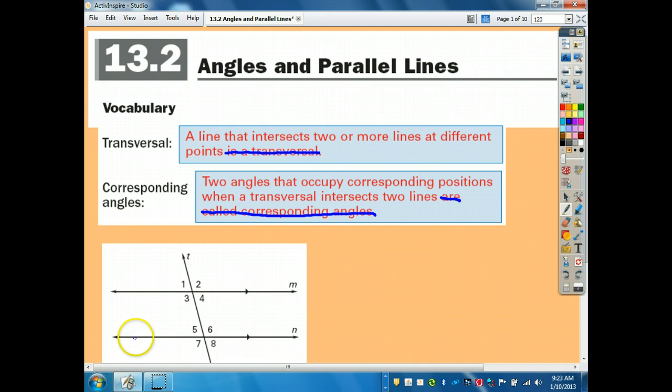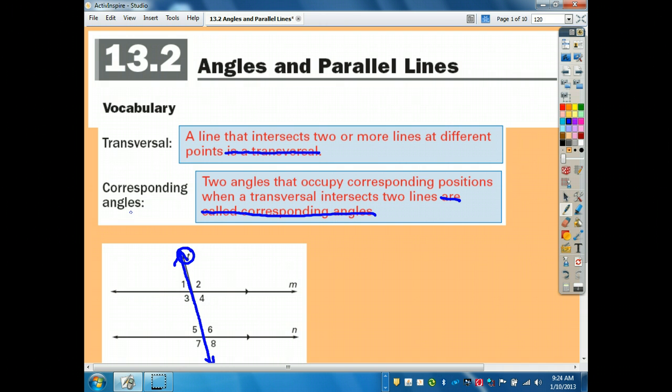So which one of these lines down here, is it line T, M, or N? Which one of those lines would be your transversal? Blurt it. I didn't hear you. T. Yes, excellent. T, this line is your transversal right here because it intersects two or more lines at different points, here and here. Now, corresponding angles then, this transversal, by intersecting both of those lines, makes corresponding angles.